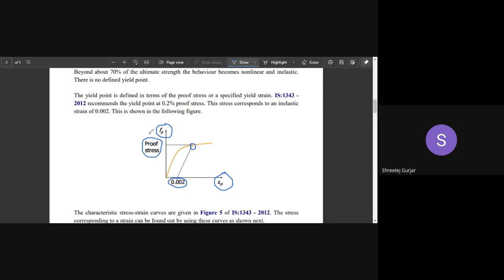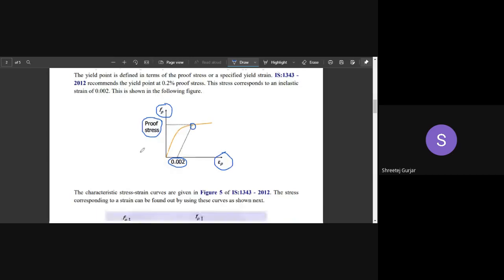Okay, so this is shown in your figure. I have shown you how you determine your proof stress, because there is no definite yield point, and this proof stress is nothing but your yield stress, which we consider.